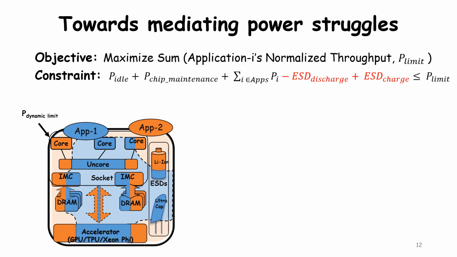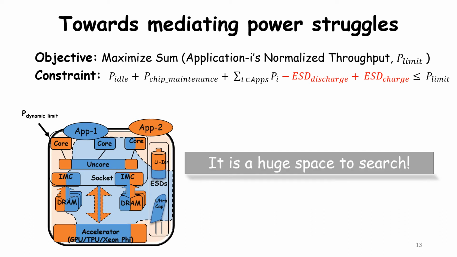In addition, the energy storage device is an additional knob for control. It has to be charged or discharged depending on its usefulness to the application. And it also requires coordination of its charge power and discharge power to stay within the available power budget of a server. This is a huge space to search in order to meet our objective. So we focus on exploiting the unique properties of power as a shared resource in order to develop heuristics for power allocation to mediate power struggles.